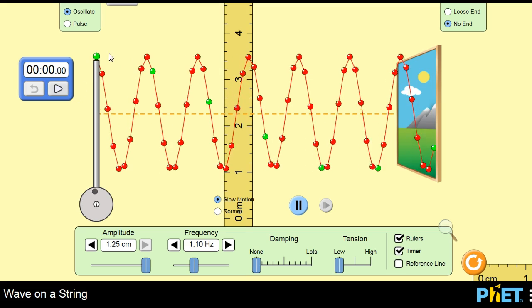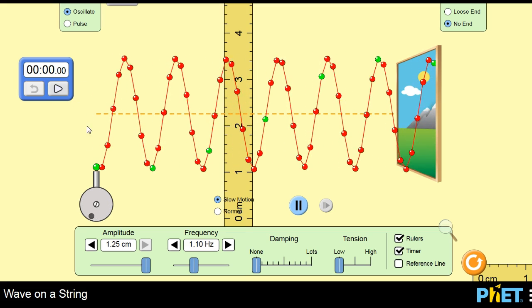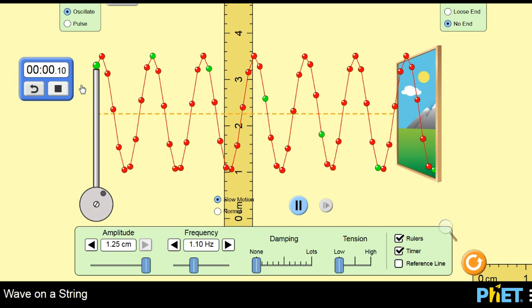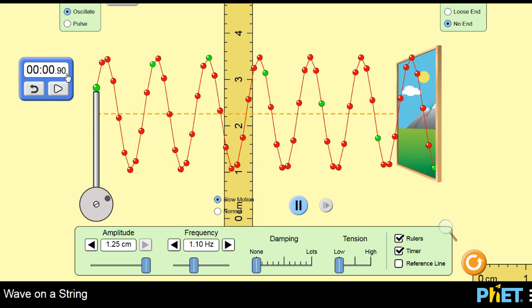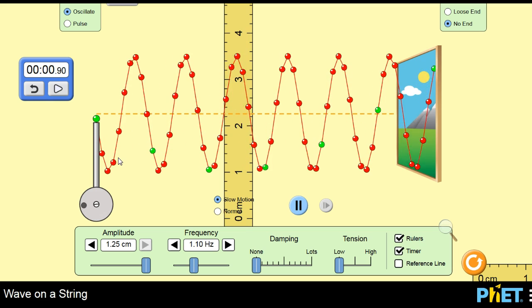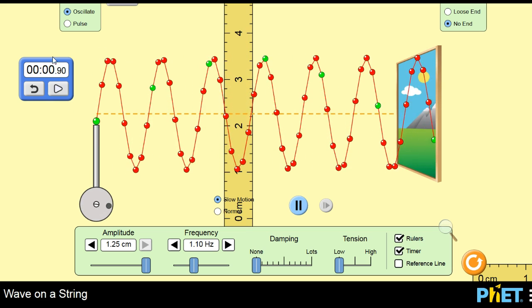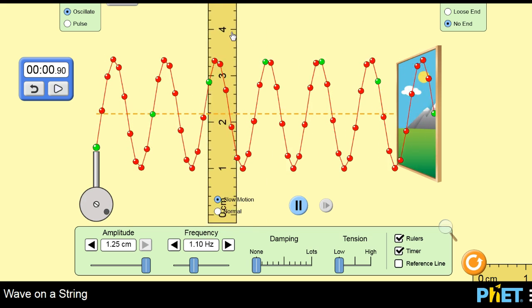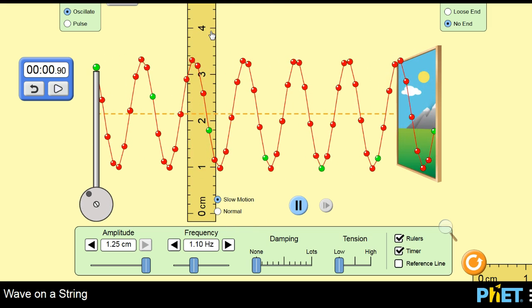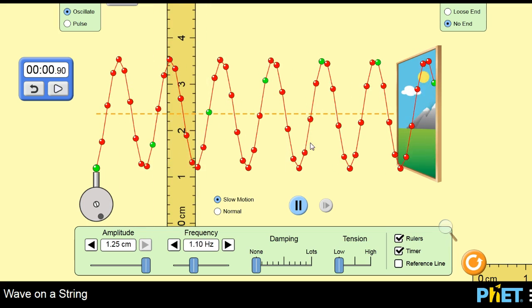And first, I just want to time the period, okay? So when this thing gets to the top right here, I start. It goes down. It goes back up. The period is 0.9 seconds. So now I want to say, how far does it travel in 0.9 seconds? Right? So what I'm going to do is I'm going to get my other ruler.